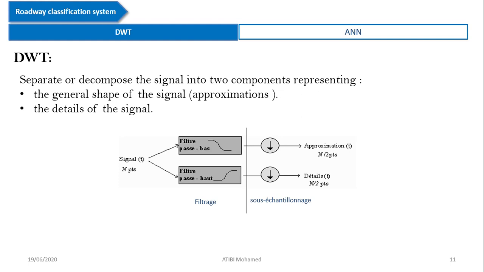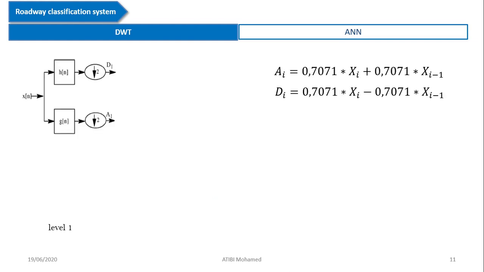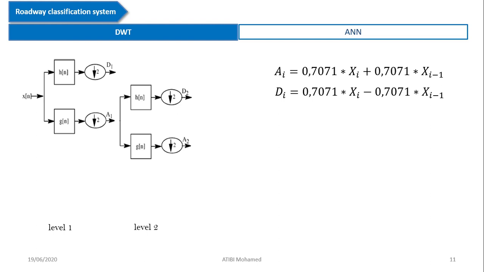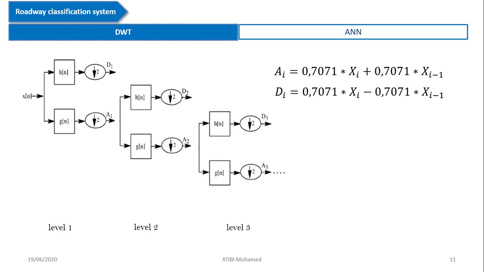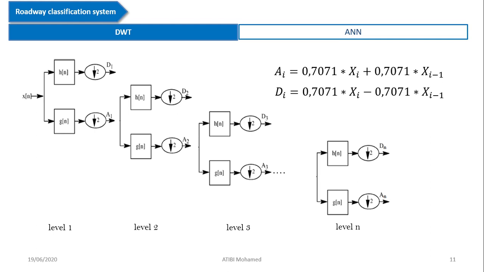To decompose the signal, we use two complementary filters: a low-pass filter and a high-pass filter. Thanks to multiresolution analysis, the approximation of the first level can be decomposed again in order to extract the approximation and details of the second level, and the process is repeated until the desired level of decomposition is reached. Therefore, the extracted vector is the concatenation of all the details with the last level approximation.